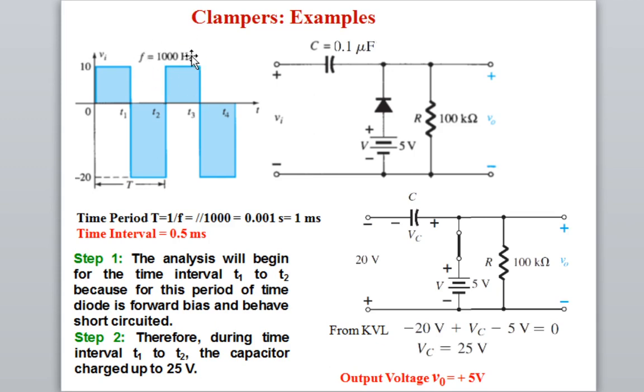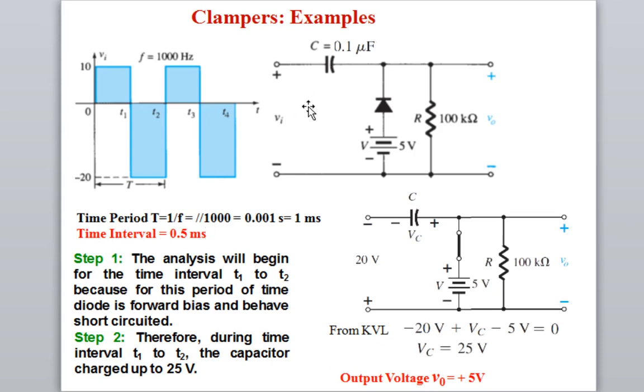If frequency is given, then one can find out the time period. So time period will be equal to 1 upon f, and if you try to find out the time period, it will be equal to 1 millisecond. Okay. So this is for 1 millisecond, the time period, from 0 to T2. So the time interval 0 to T1 will be half of the time period, that is 0.5 millisecond. Okay. What is the significance of this time interval, this 0 to 0.5 millisecond?